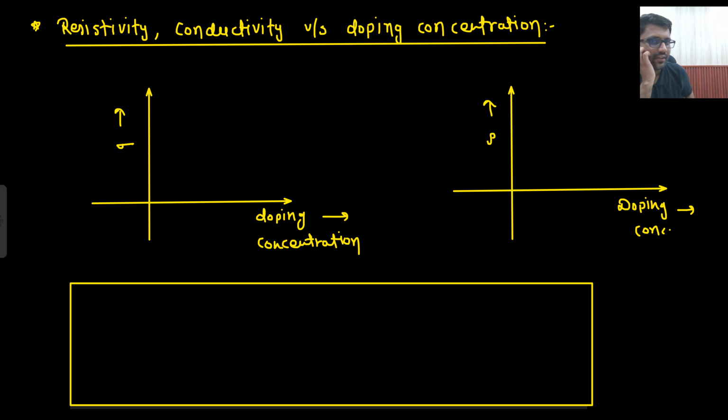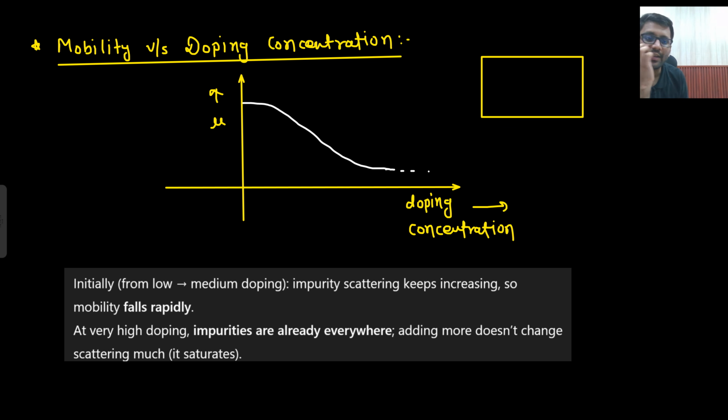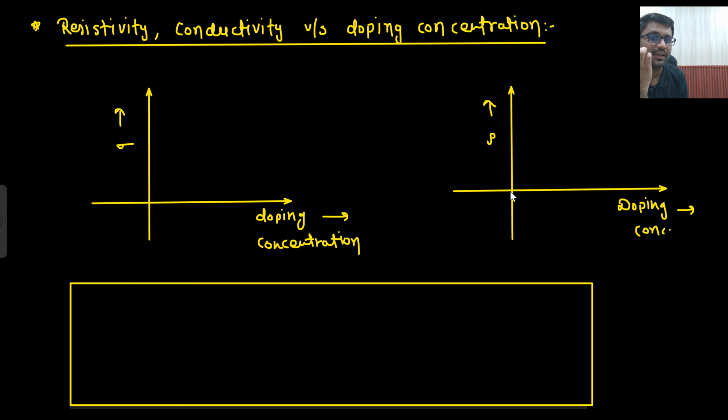Resistivity and conductivity versus doping concentration. We have seen the mobility. Now we are going to see resistivity and conductivity. What is the formula of conductivity? This is conductivity, this is resistivity. That is N_d q mu, or you can write n q mu. We are taking the example of an n-type semiconductor.